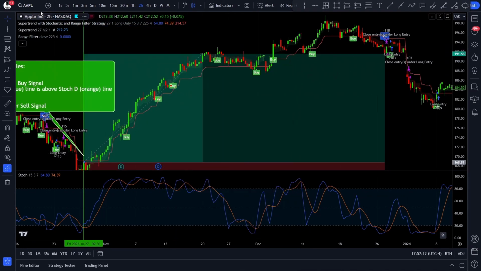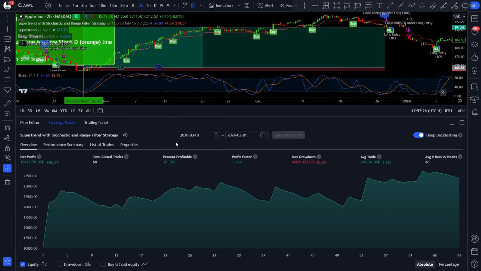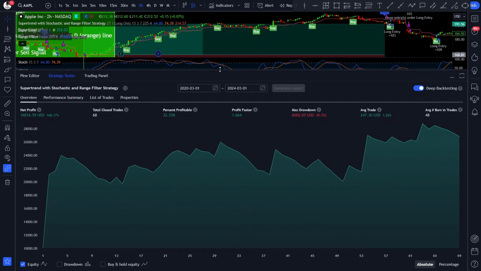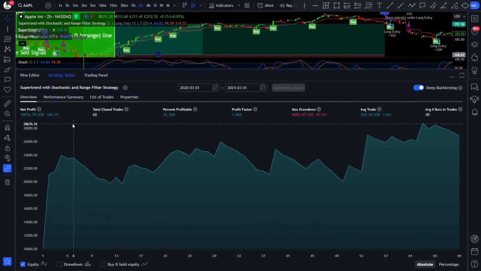First, let's see the results for the Apple 2-hour chart. For the backtest, I am using a 4-year time interval from 2020, the 1st of March, till 2024, the 1st of March. And here are the results. During the last 4 years, the script took only 68 trades, but generated 168% net profit, with a 45% maximum drawdown, which is a bit high.